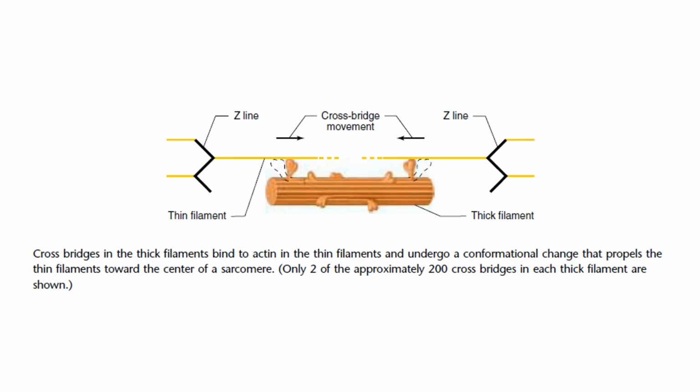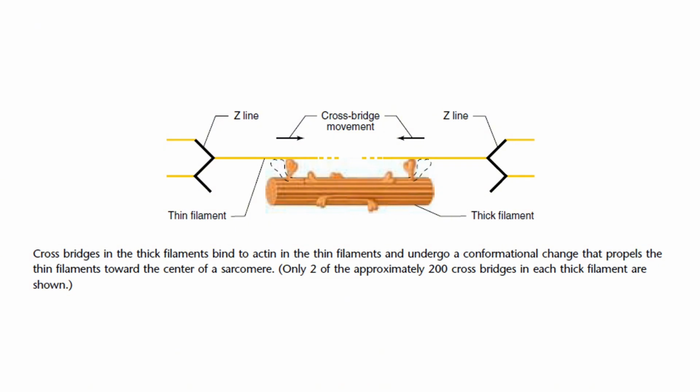Here's a detailed look at the cross-bridge mechanism. Cross bridges are projections from the thick filaments that attach to the thin filament. This attachment occurs at specific binding sites on actin. It initiates the contraction process. Once bound, the cross bridges undergo a conformational change. It pulls the thin filaments towards the center of the sarcomere. This action shortens the sarcomere. It reduces the distance between the Z lines. This diagram exactly illustrates that.